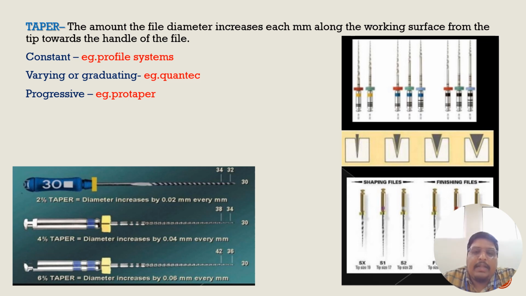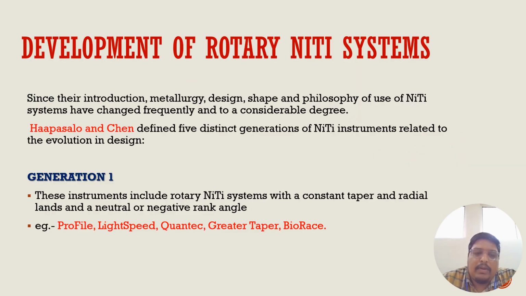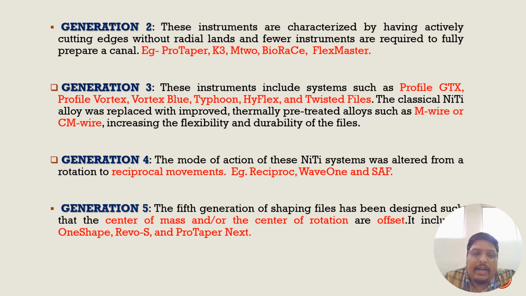Taper is the amount by which file diameter increases along the working surface from the tip towards the handle of the file. Example: ProFile system, varying or graduating taper, progressive taper, ProTaper. Development of rotary file systems. Since the introduction of metallurgy in file design, generation 1 instruments include the Rotary 90 file system with a constant taper and radial land and neutral or negative rake angle.